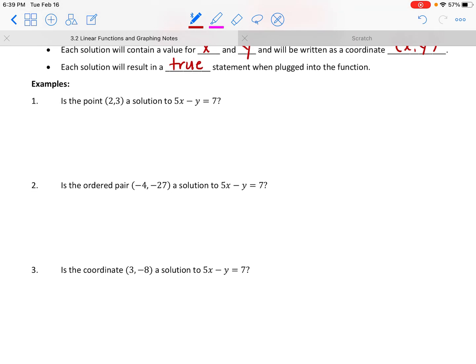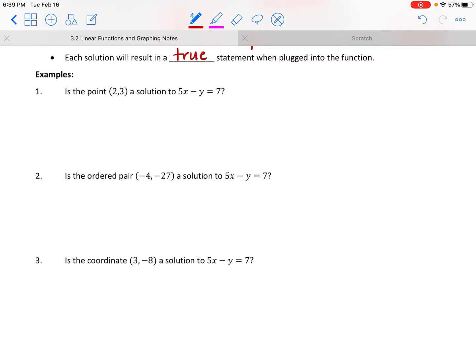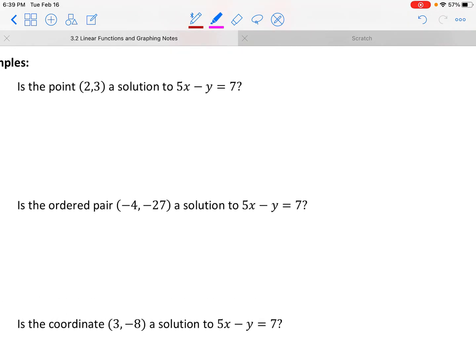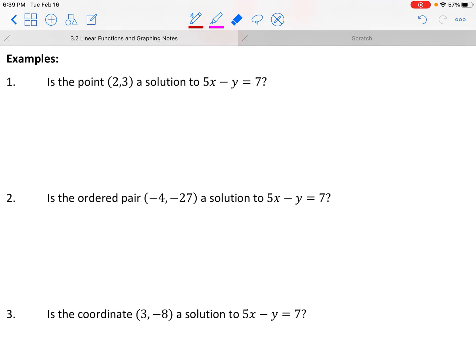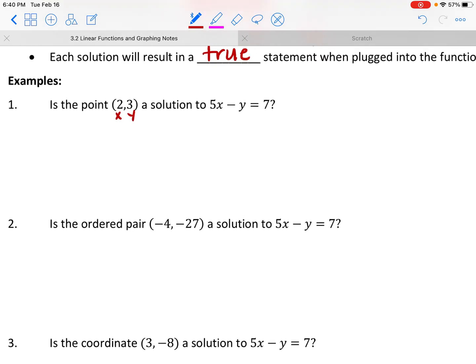So let's just see if we can identify whether or not we have a solution if it's given to us. So here's a linear function. We've got x to the first, y to the first, and equal sign. And this one is in standard form if you don't see it, ax plus by equals c. But regardless, is (2, 3) a solution? So remember, in our ordered pair, in our coordinate, in our point, the first number represents an x value and the second number represents a y value.